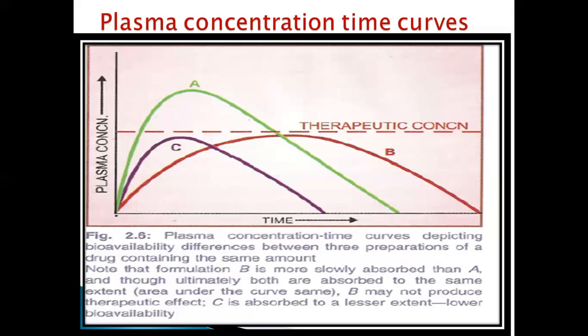We should consider the drugs which fall between the minimum effective concentration and the maximum safe concentration, that is, in the therapeutic concentration. Drugs which fall in this therapeutic range are considered safe and good drugs. Those drugs which fall below the minimum effective concentration, or which go above the maximum safe concentration, are considered to be drugs with side effects and adverse effects.